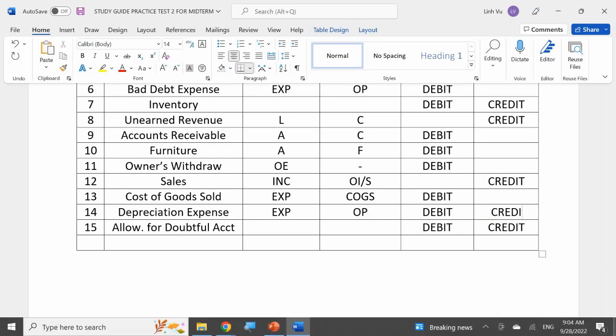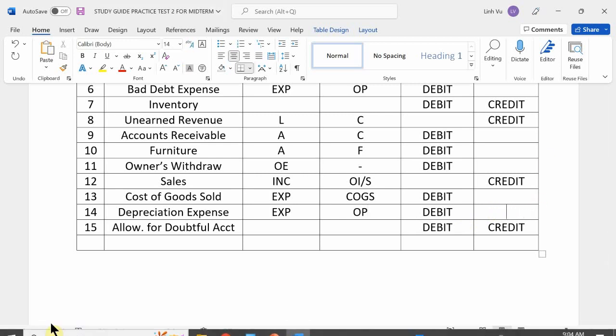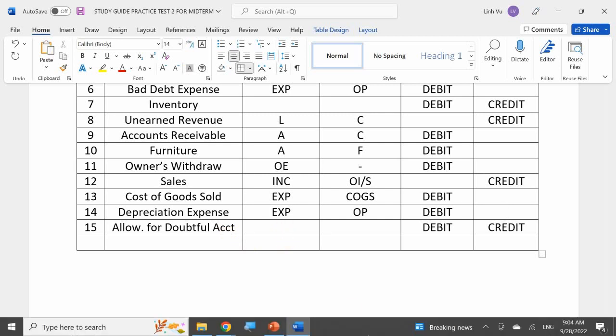Good. The last account we have here is the allowance for doubtful accounts. It's a liability. It is not a liability. Where does the allowance for doubtful accounts come from? Expense. It's not an expense. Income. It's not income. Where does the allowance for doubtful accounts come from? Not your checking account. Where does the allowance for doubtful accounts come from? Your bad debt expense.